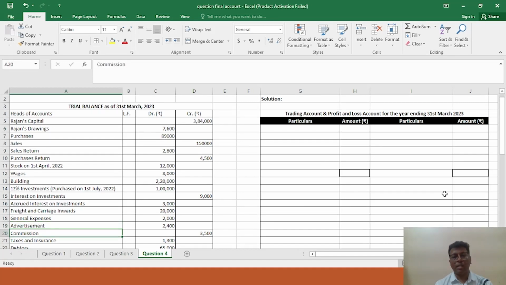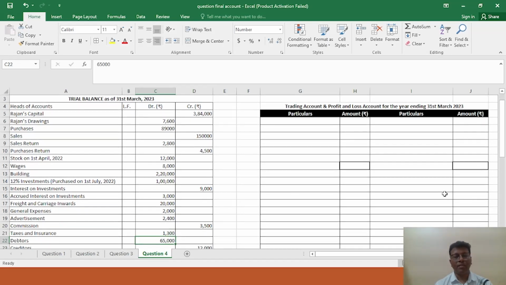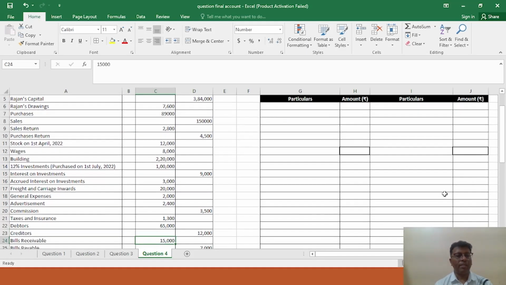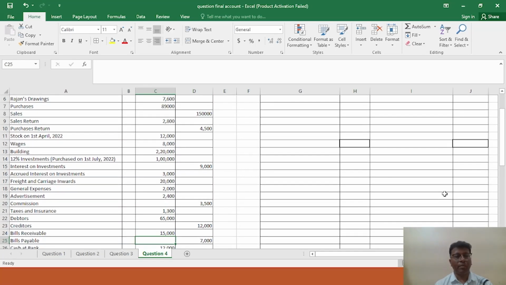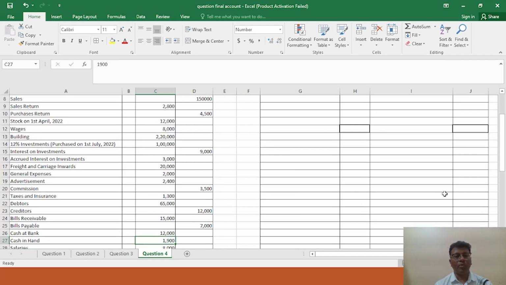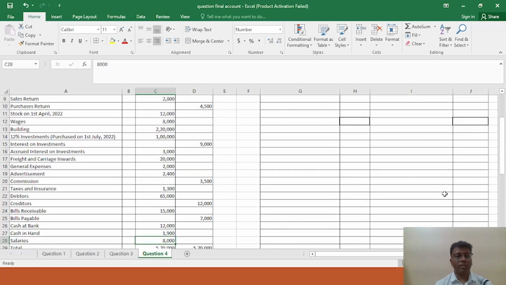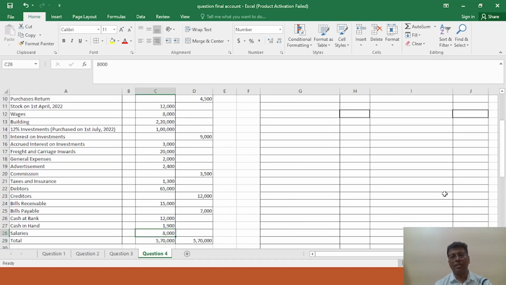And commission, this is income because it is mentioned in the credit side of the trial balance, so that is a credit balance, and it should be mentioned in the credit side of the P&L account. And taxes and insurance are expenses in the debit side of the P&L account. And debtors are assets in the balance sheet, and creditors are liabilities, bills receivable assets, and bills payable liabilities. Cash at bank and cash in hand are both assets, so in the balance sheet, debit side, asset side. And salaries is given to you as 8,000, that is again an expense, indirect expenses, it should be shown in the P&L account debit side.